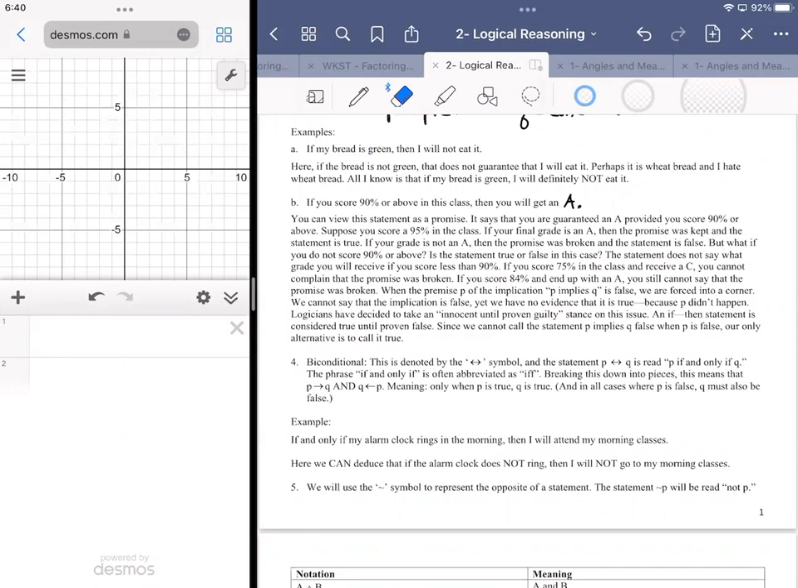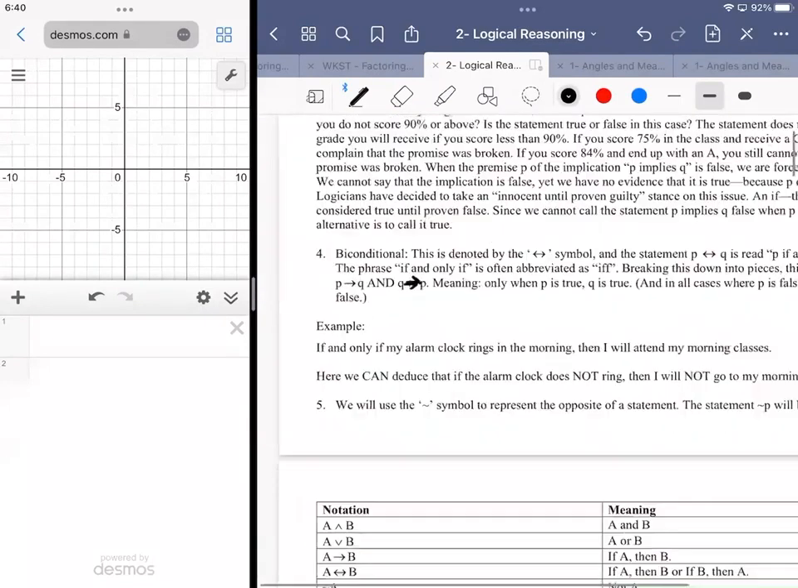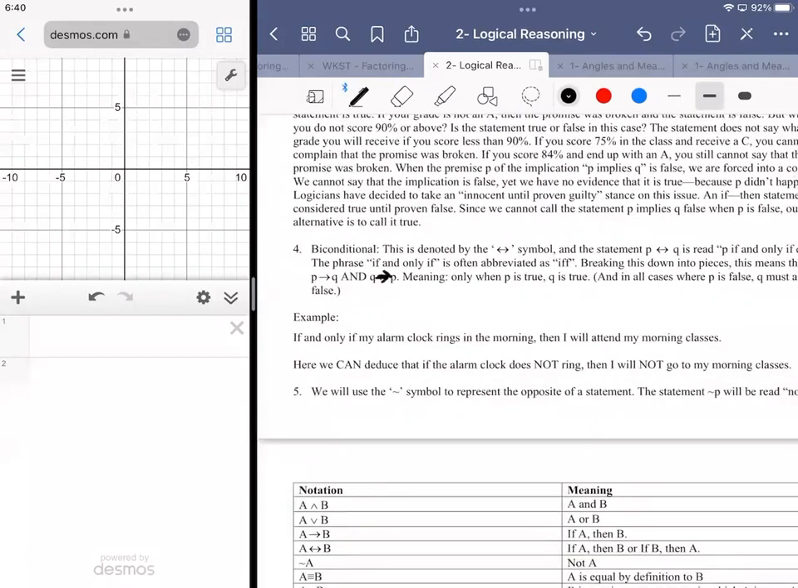I've never made a worksheet that I didn't make a typo on. This arrow should be the other way. All right. So I'm saying only when P is true, Q is true.